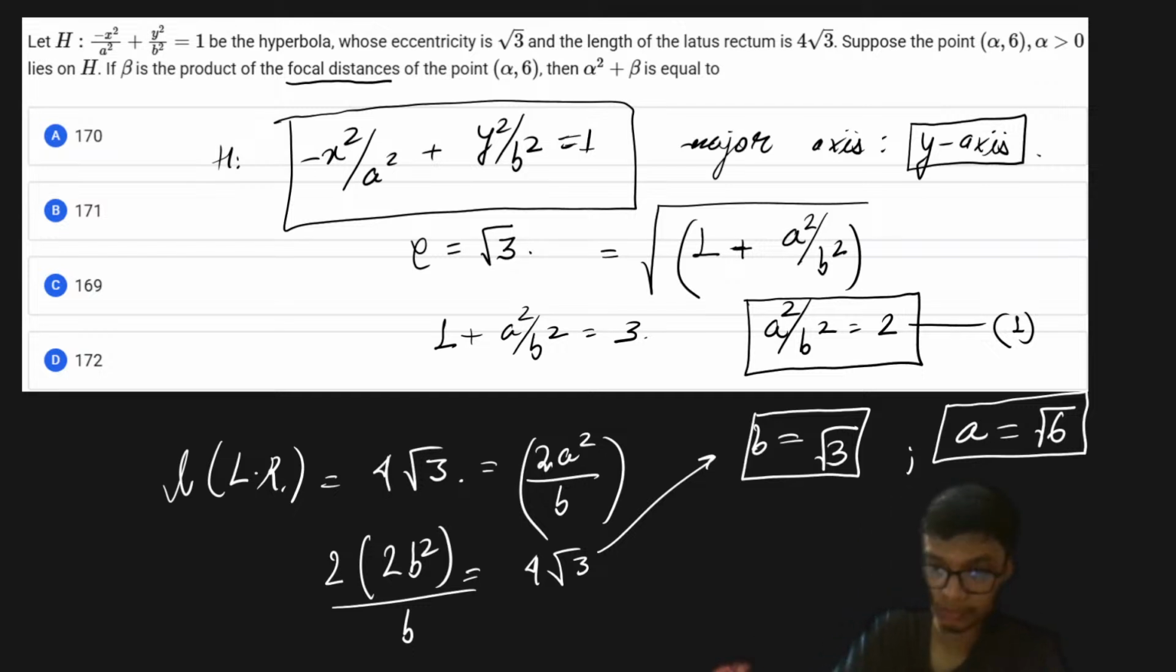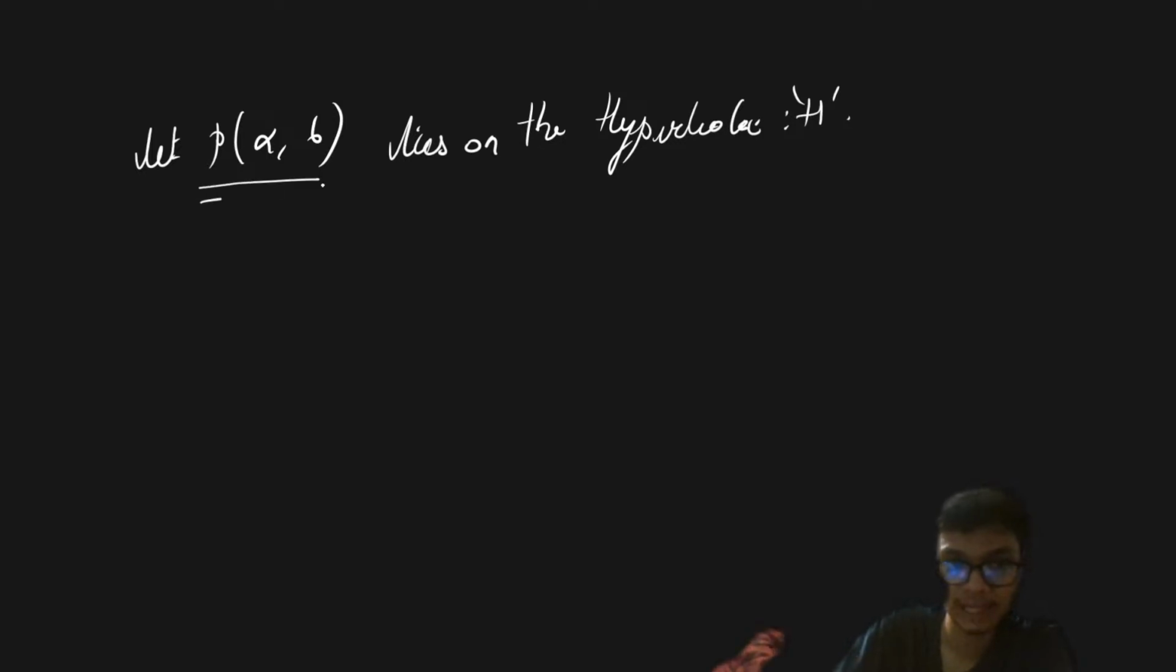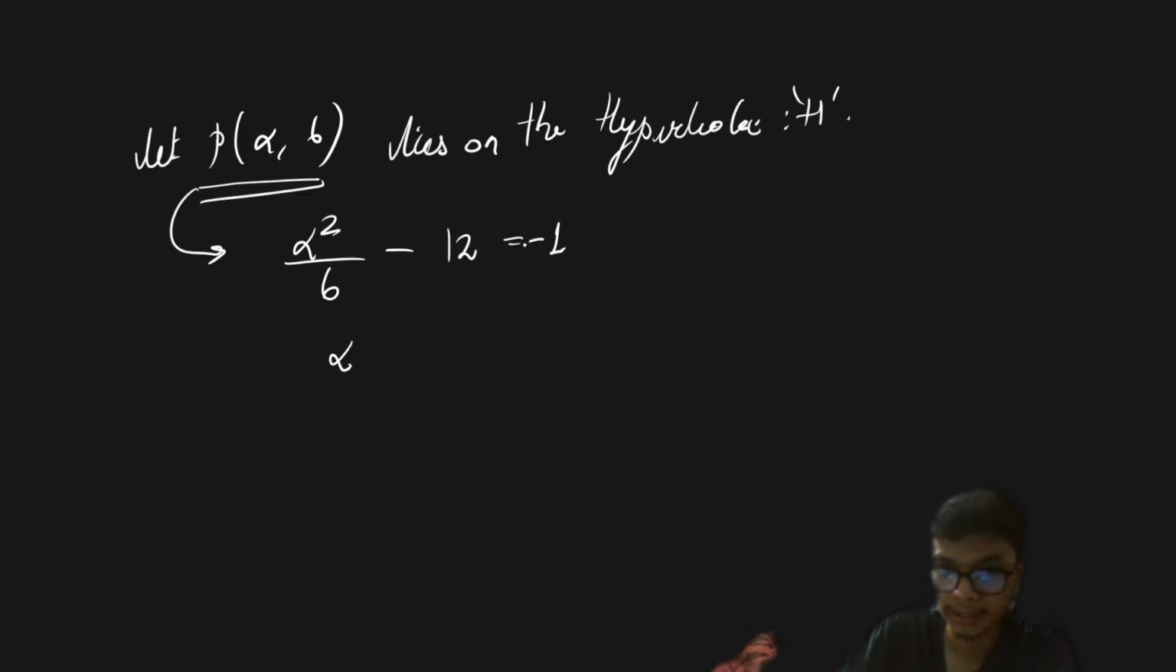First of all, since this particular point lies on the hyperbola, I can put that in the equation of the hyperbola and solve for it. So alpha square by 6 minus 6 square by 3, which is 12, is equal to 1. So from here we basically have minus of 1, right? I'm taking minus common. So from here I'll get the value of alpha square as equal to 66, right?